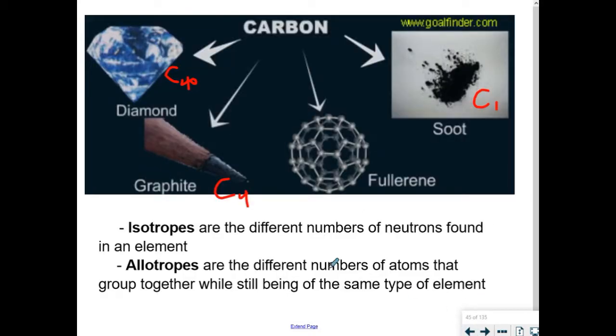Now, we're going to talk about this word a little bit later. I spelt this wrong, by the way. I noticed this first class. It's not called isotropes. It's called isotopes. But these are 2 words that kids often get confused. Allotrope is what I just talked about. It's the different number of atoms that group together while being of the same type of element. Isotope is a different thing entirely. I'm going to do that on a future slide if that's okay. But do try to get those 2 words right. Don't use them interchangeably. They're not synonyms.